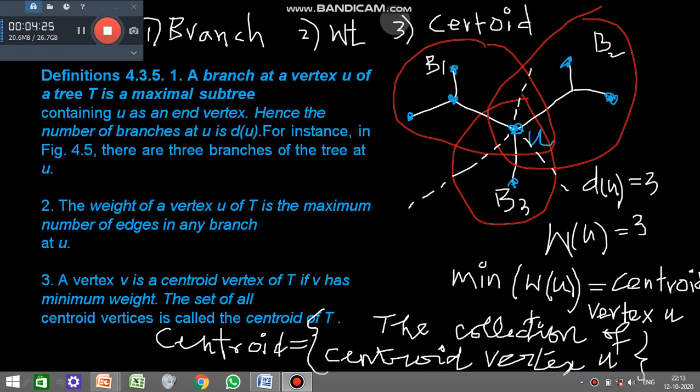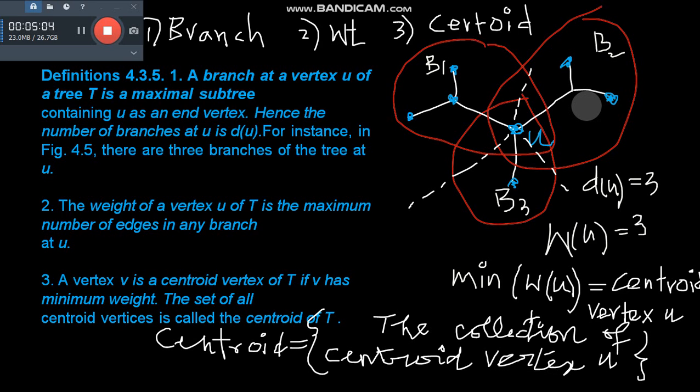So like that, in so many big branches, many vertices would be there whose weight would be very, very minimum and equal, and those vertices are called the centroid vertices of the particular tree. So the group of centroid vertices of a tree is called the centroid of the tree. So actually centroid means the collection of centroid vertices of a tree. That's what we have to understand.